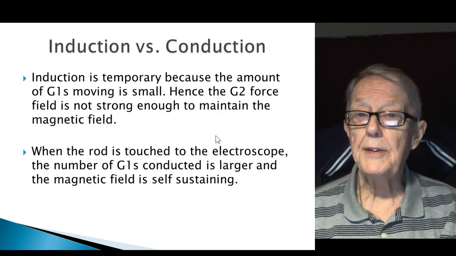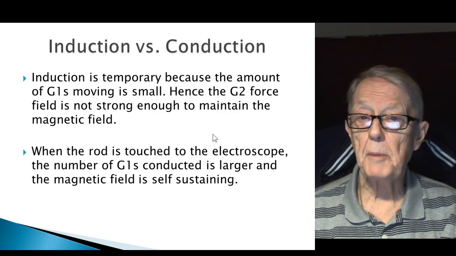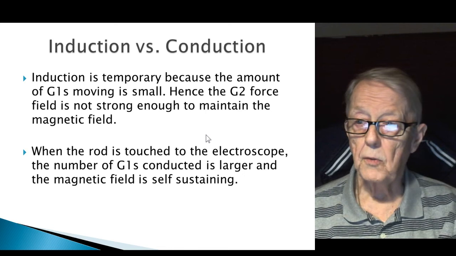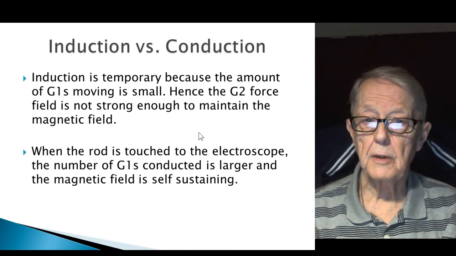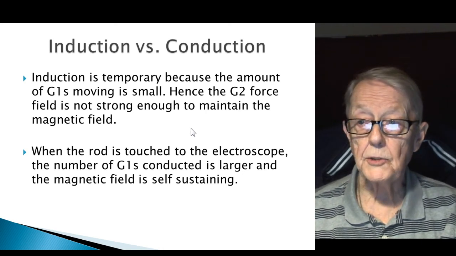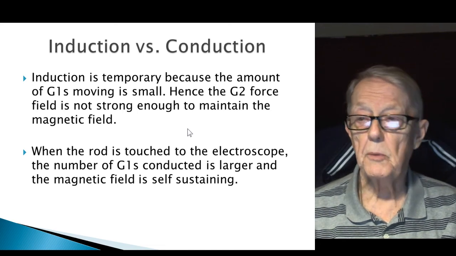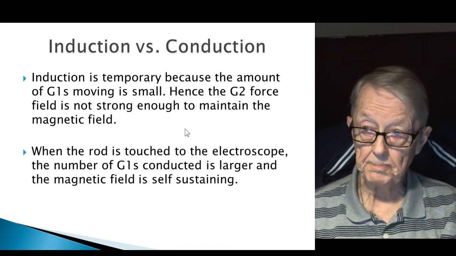Now you have conduction, induction versus conduction. And induction is temporary, because the amount of G1s moving is small. It has to overcome the gap and move across the gap. Hence the G2 force is not strong enough to maintain the magnetic field. You can get close enough to establish a magnetic field, but when you remove the rod away from the electroscope, it collapses.